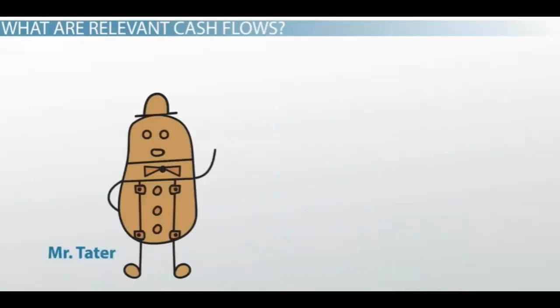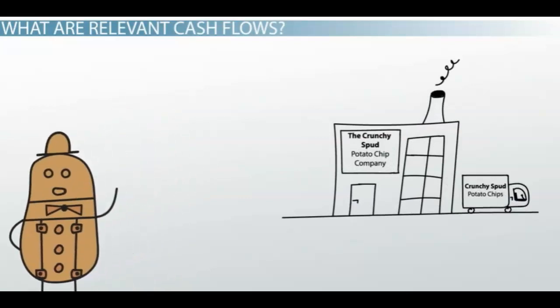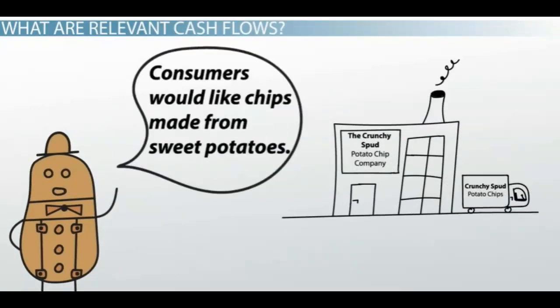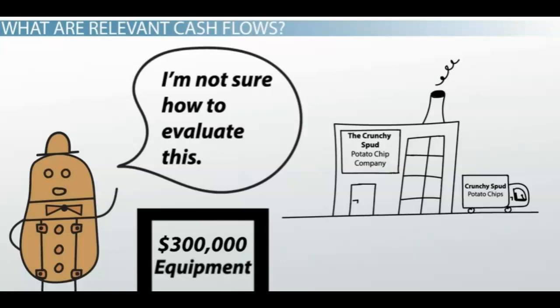Let's meet Mr. Tater, who owns the Crunchy Spud potato chip company. He has just completed market research that suggests consumers would like chips made from sweet potatoes. To manufacture this new chip, Mr. Tater would have to purchase a new piece of equipment that costs $300,000. He's not sure how to evaluate whether this purchase would be good for his company at the present time. Let's see if we can help Mr. Tater with this decision. We'll start by examining Mr. Tater's relevant cash flows.